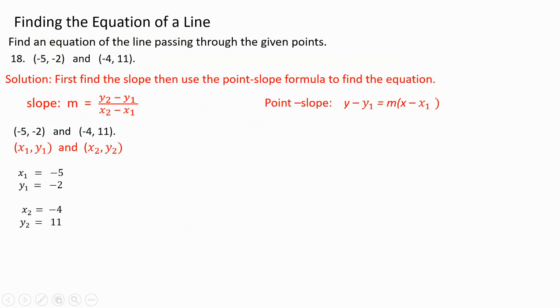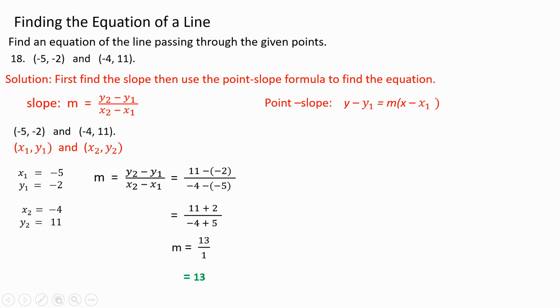So x1 is equal to -5, y1 is -2, x2 is -4, and y2 is 11. So we plug them into the formula. It's going to be 11 minus -2 over -4 minus -5. So this will give us 13 over 1, which will be 13. So I found my slope. Now x1 is -5 and y1 is -2 and my slope is 13. So plug them into the formula. My y1 is -2, my x1 is -5, and my m is 13.